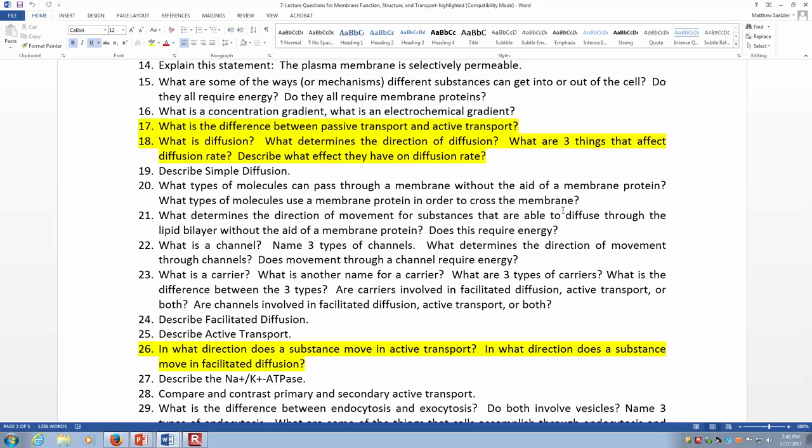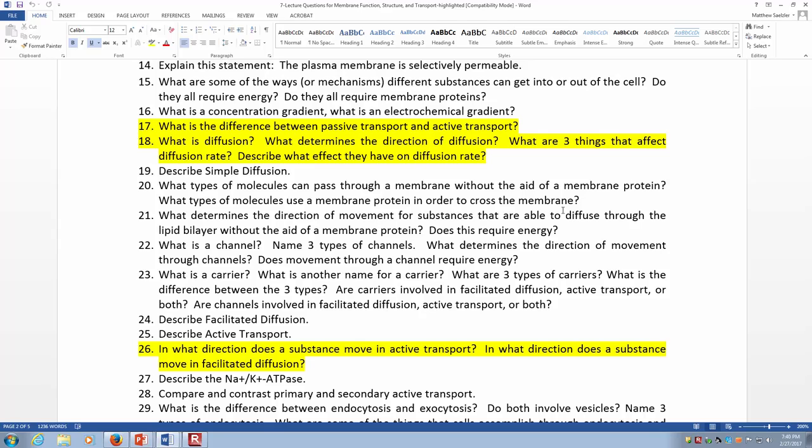And remember, what we're talking about is energy from the cell in that case. And then the direction of movement: in passive transport, you're going down a concentration gradient, whereas in active transport, you're going against the concentration gradient. But you're right that active transport specifically requires carriers. Passive transport, it depends on the form. So simple diffusion requires no membrane protein. And then facilitated diffusion can be facilitated by either channels or carriers.